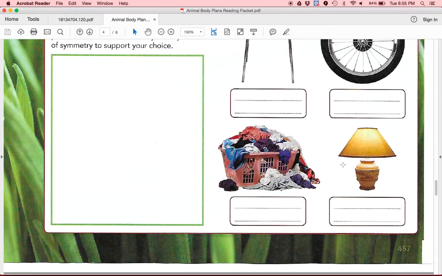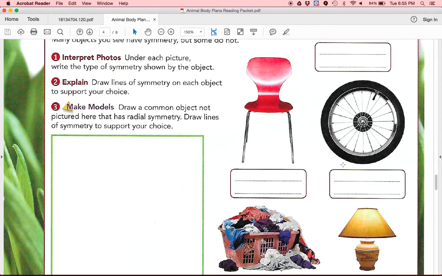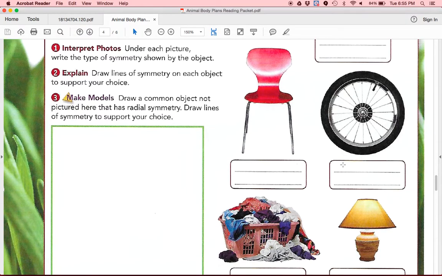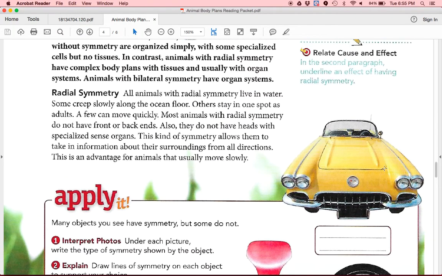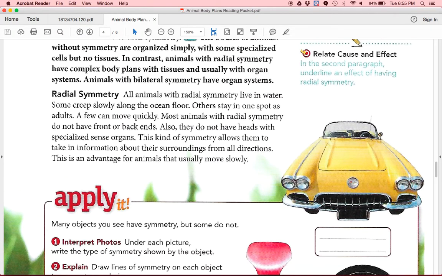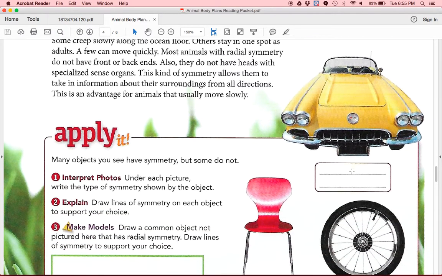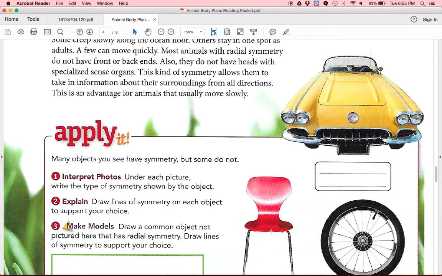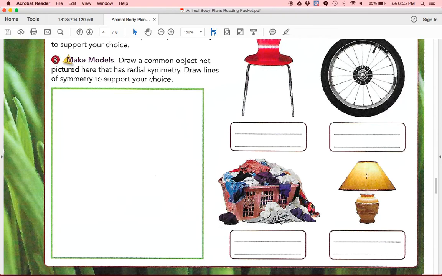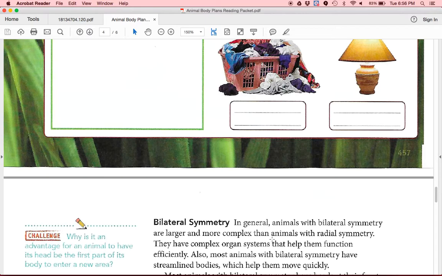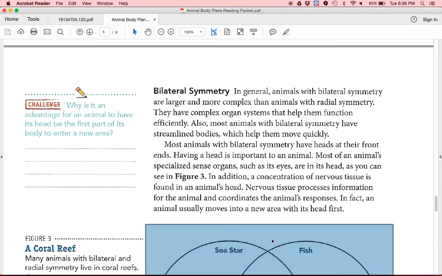Okay, we're going to skip the applied here. But we'll do this real quick. I see the car has bilateral symmetry because you draw a line through here and you have mirror images, even though the steering wheel is slightly different, but bilateral. Chair, bilateral. This would be radial. Bilateral. No symmetry, asymmetrical. Bilateral symmetry.